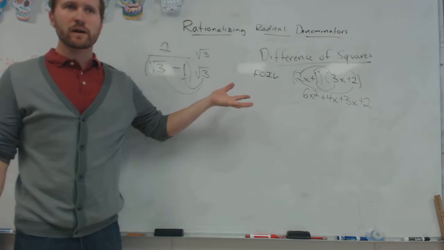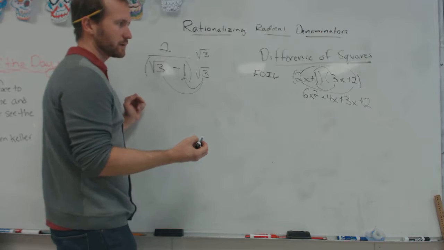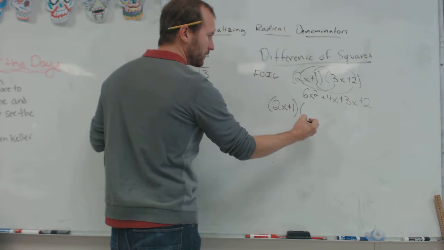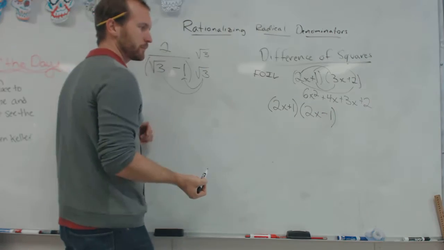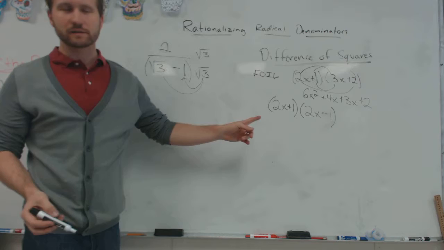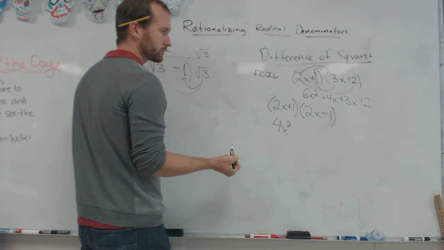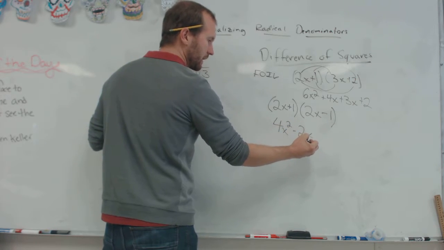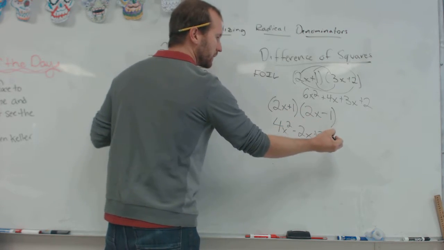Well, in a difference of squares, the two factors are called conjugates. So I would have something like this, 2x plus 1, and then the other one is the same numbers, but a minus sign. And watch what happens when we FOIL this. 2x times 2x is 4x squared. 2x times negative 1 is minus 2x. 2x times positive 1 is plus 2x. And then 1 times 1 is negative 1.